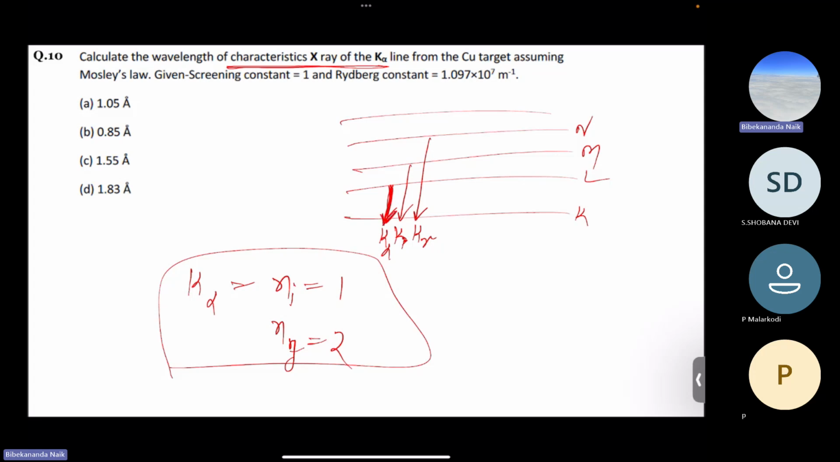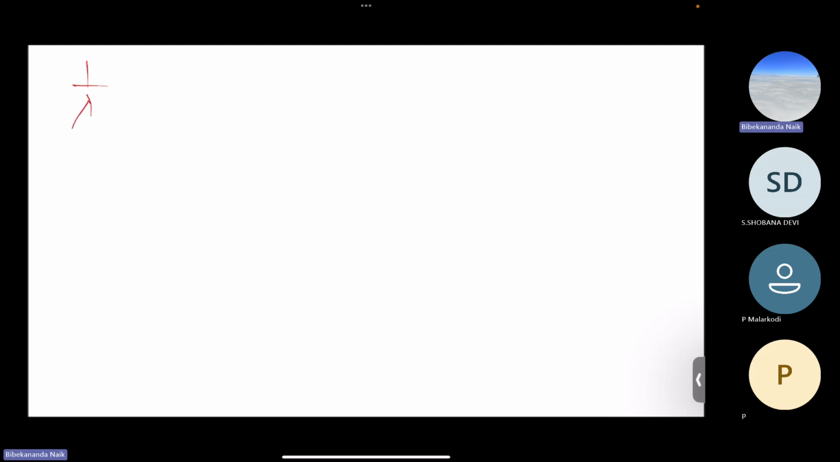Now, according to Moseley's law, it is quite similar to the Bohr expression, but here there is an additional screening constant that is due to the presence of other electrons. When we talk about the innermost electron, the effect of the other electrons should also be considered. In Bohr's theory, there are no multi-electron atoms, so there was no screening effect due to other electrons. The expression is 1 by lambda equals R into Z minus 1 whole square into 1 by ni square minus 1 by nf square. Can anyone tell me what will be the value of Z here?